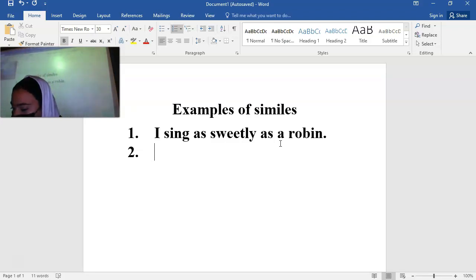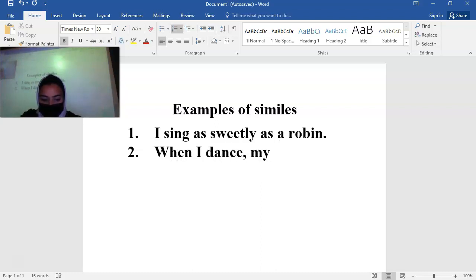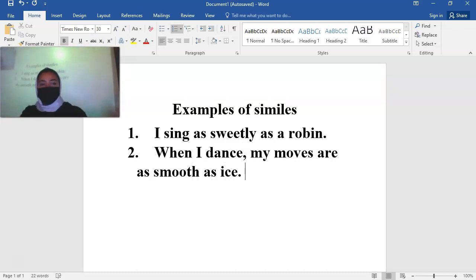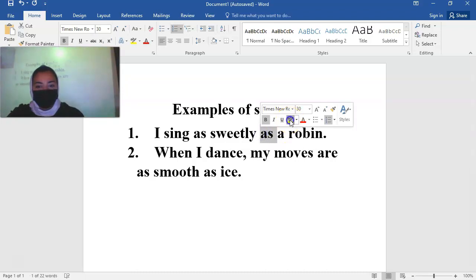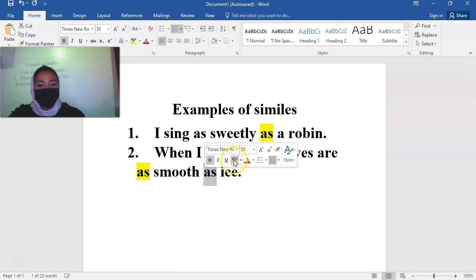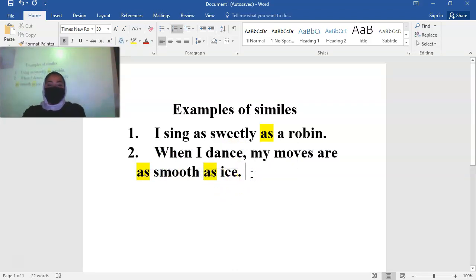Let's talk about another simile. When I dance, my moves are as smooth as ice. Is that a simile or a metaphor? That's a simile. It has like or as. So see, here it says as, here it says as, and here it says as again. So if it has like or as, it's a simile. So when I dance, my moves are as smooth as ice.